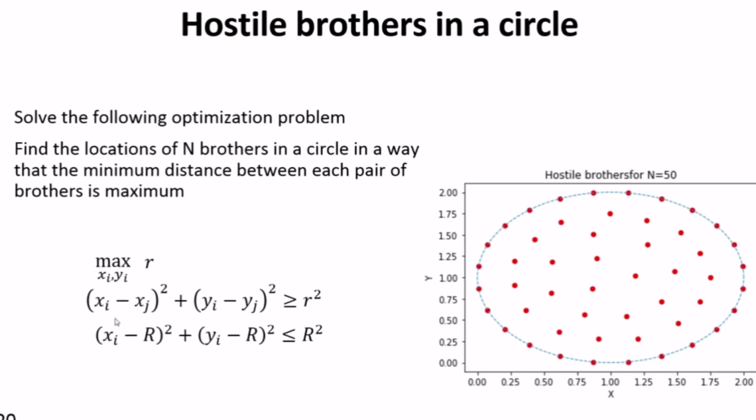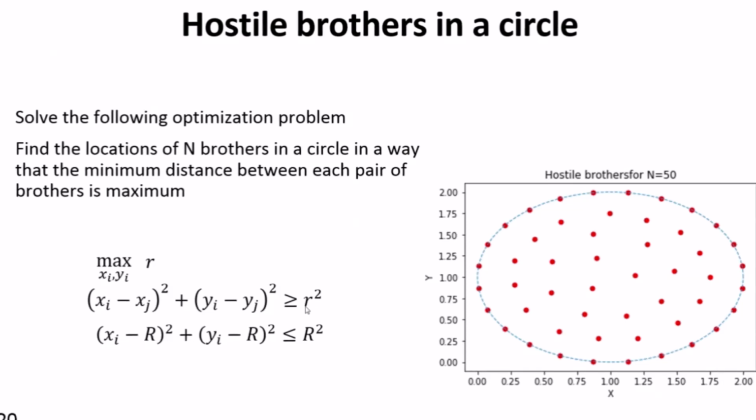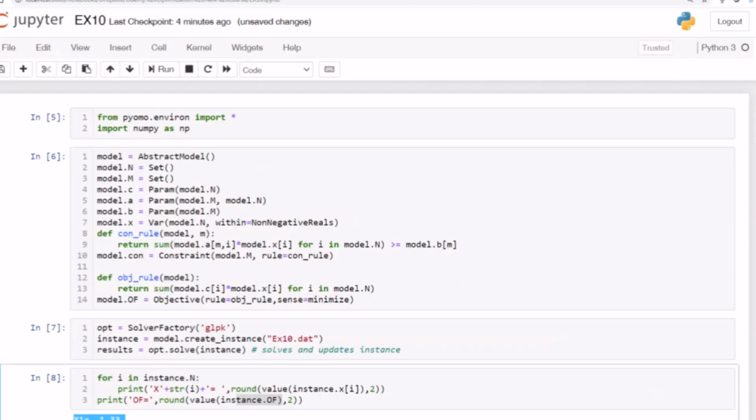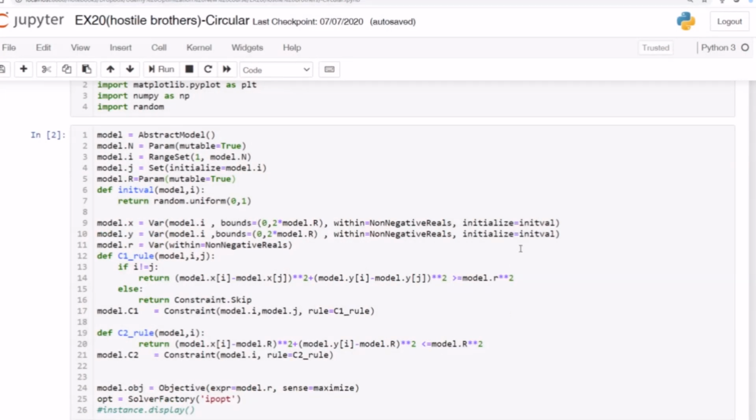So here is the formula for the calculation: (xi minus xj) squared plus (yi minus yj) squared is greater than or equal to r squared. So that small r is giving us the minimum distance between each pair of brothers. The next constraint makes sure that all of them are inside a circle with radius capital R, with the center at (R, R). So the center is (R, R) here, and we are assuming that R is 1, or we can even change that. Okay, so let's have a look at the code for this purpose.